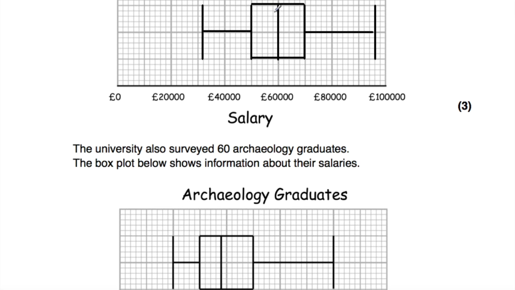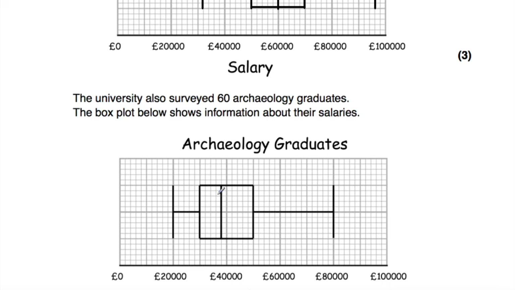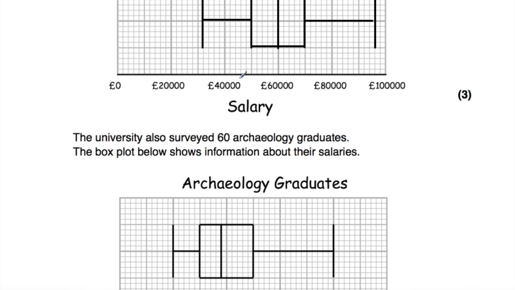As you can see, the first thing I'm going to do is look at the median. The median for the maths graduates is £60,000. But if we go to the archaeology graduates, their median is £38,000. So that's much smaller. So we're going to say on average, the archaeology graduates earn less than the maths graduates because their median is much lower. That tells us that the maths graduates earn more than the archaeology graduates because it's £60,000 compared to £38,000. That's the median, so that's the middle value. You can see that the maths graduates are earning a lot more on average.